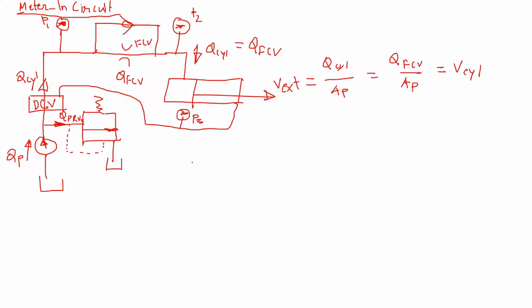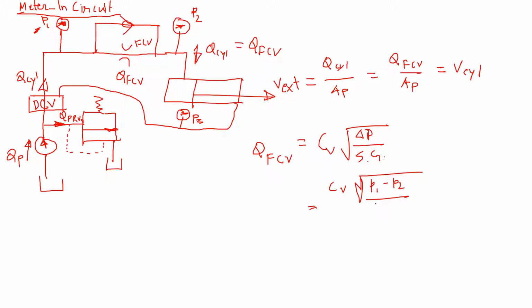We also know that to calculate the flow rate through a flow control valve, it is the flow capacity coefficient, Cv, times the square root of the change of pressure around the flow control valve divided by the specific gravity. So the change in pressure around the valve is basically P1, that's the pump pressure, minus P2. So you can say P1 minus P2, divided by SG, the specific gravity.